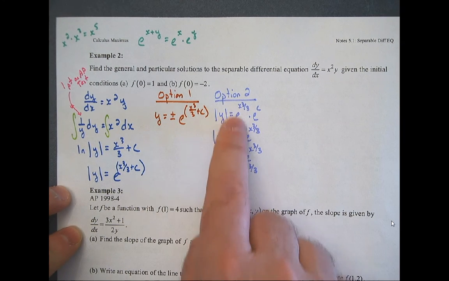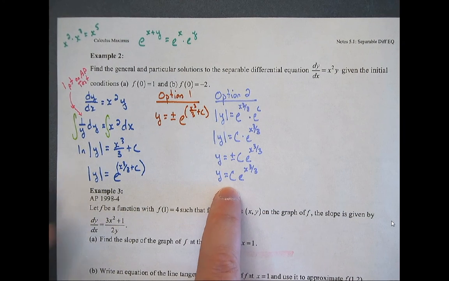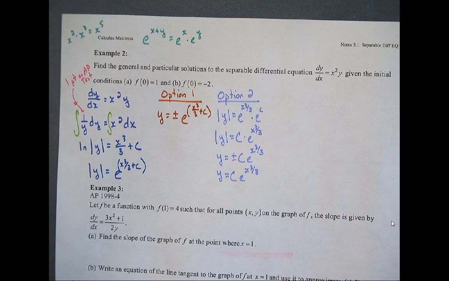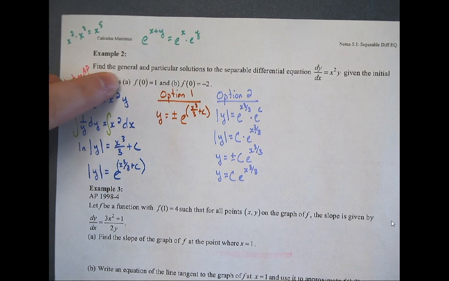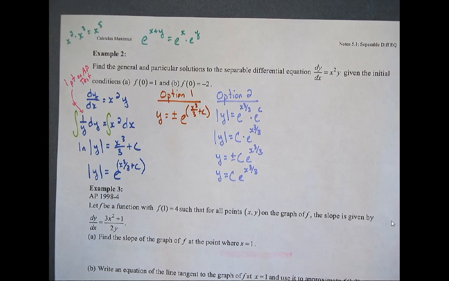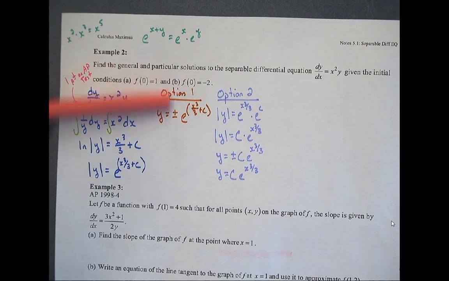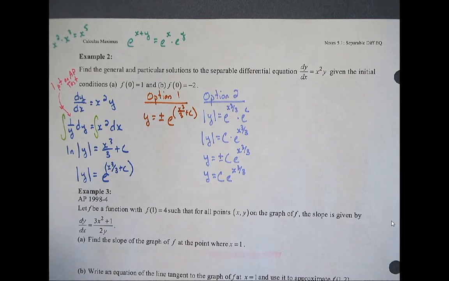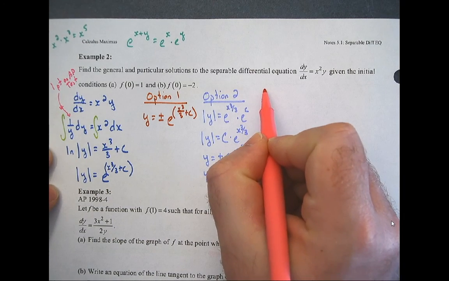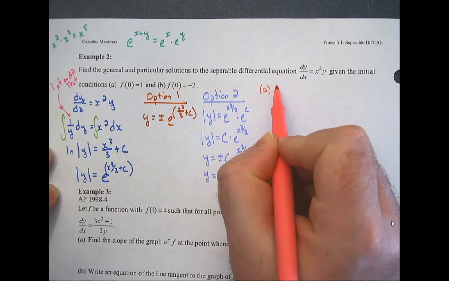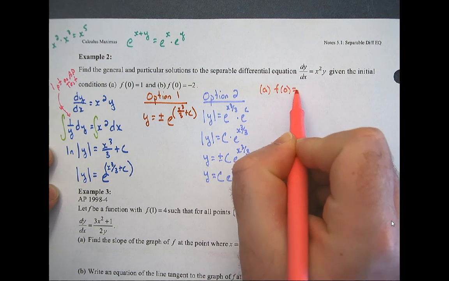And then I watched Corpy's video, and he went through it like this. And the payoff is going to be later on down the road. So I'm going to do part A using both options to show you that it doesn't really matter. One takes a little bit of work initially. One takes a little bit of work later on. So part A, that's f of 0 equals 1.